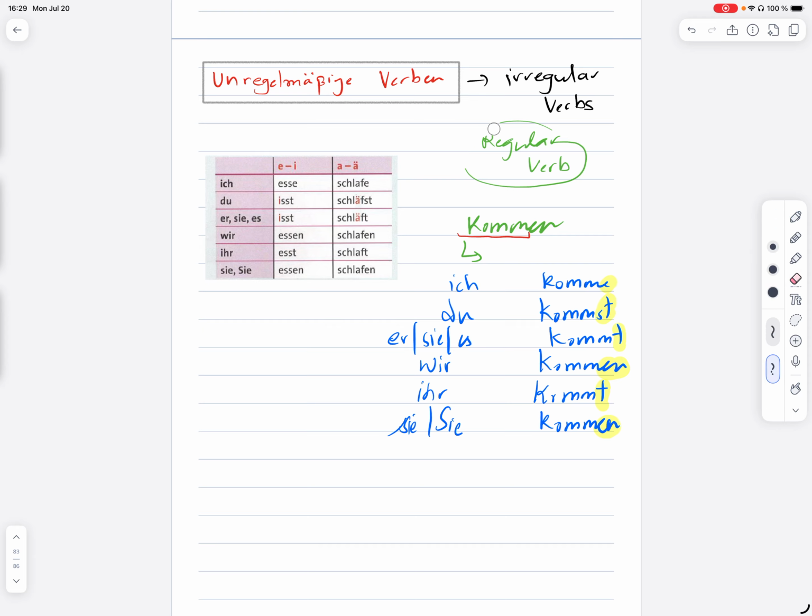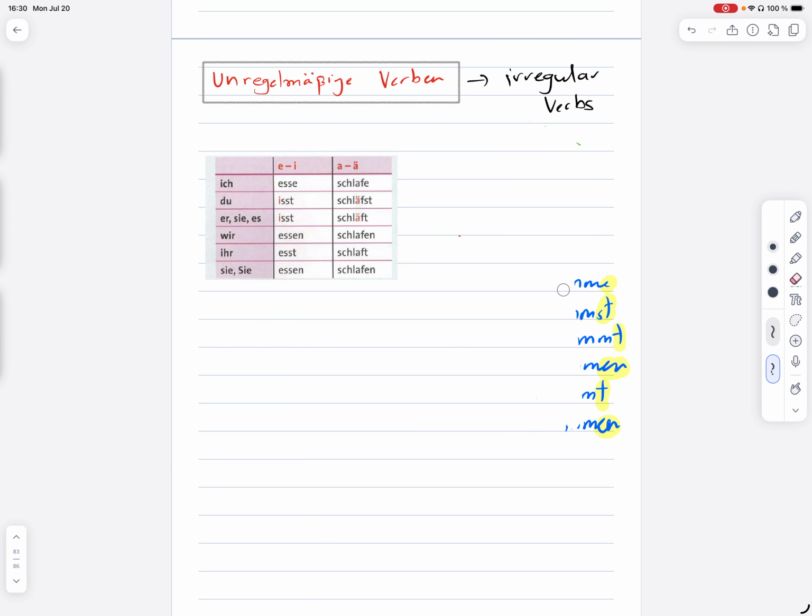But there are some irregular verbs also, where the conjugation rules are a bit different for different cases, for the different personal pronouns, right? And we will look at those conjugations for irregular verbs. So, for example, we have one verb called essen, which means to eat, right? And then the stem form of this is ess. So for ich it will be esse, and the stem form would be ess.